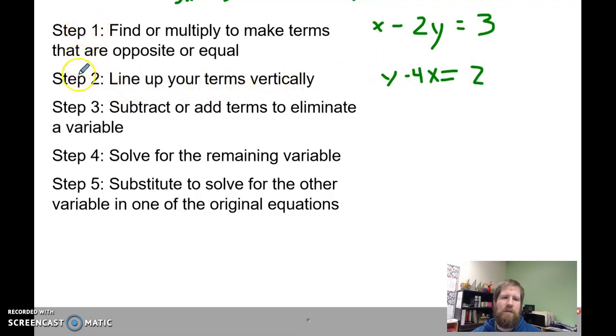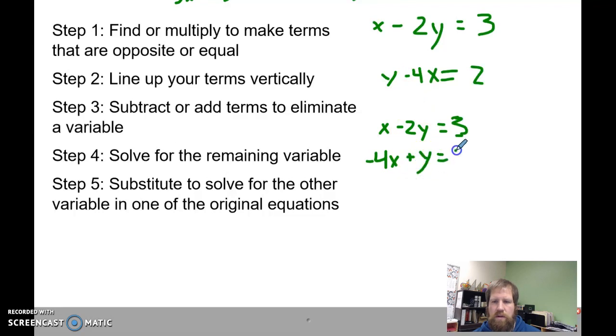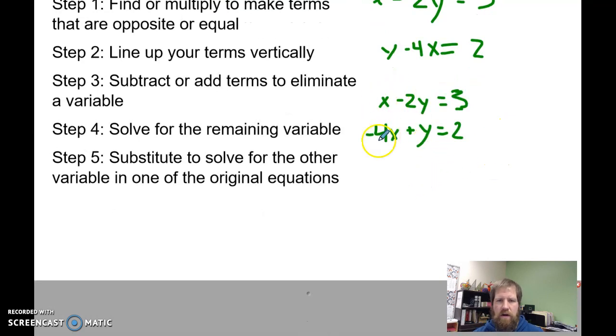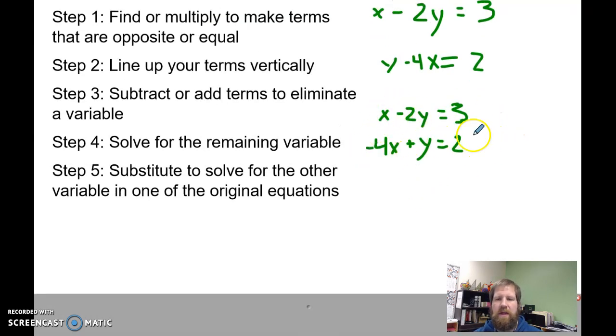So the first thing I'm going to do is line up my terms vertically. Step 1 and step 2 can take place in different orders, and sometimes it helps to line them up vertically beforehand if you're going to be multiplying. So let's do that. I don't have to add or subtract anything, I just have to change my order. So I've still got x minus 2y equals 3. And then I'm going to move my negative 4x, remember to bring the term with it, plus y equals 2.